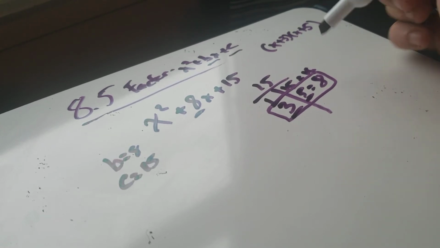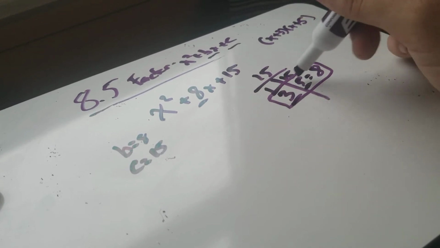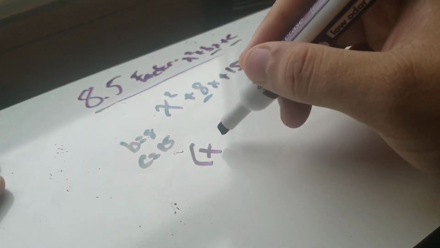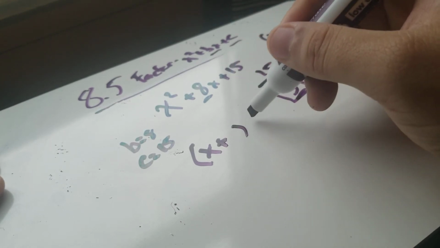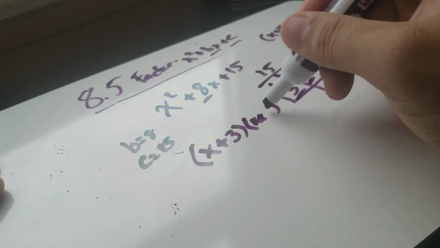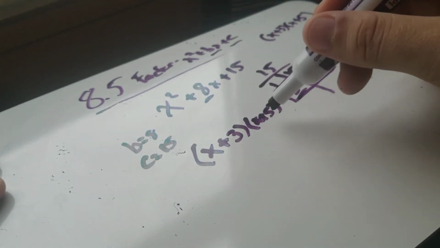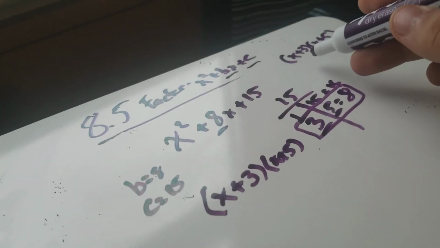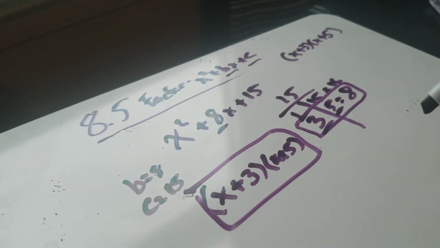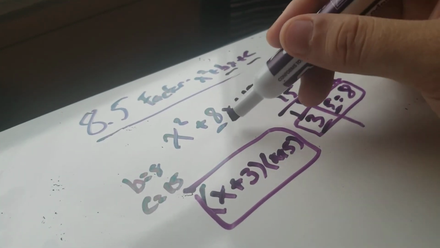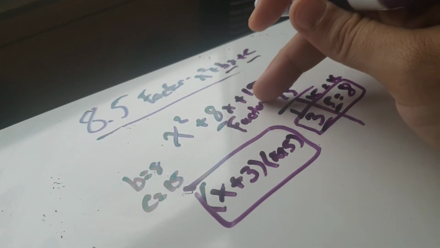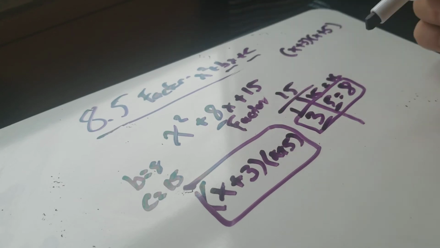The last step is to write your two selected numbers, in this case 3 and 5, as x plus blank, x plus blank. The blanks are going to get filled in with the numbers. So x plus 3 and x plus 5. Wait a second, that matches exactly up here. So that is my answer. So I just factored, this is called factoring, I just factored from here to here.